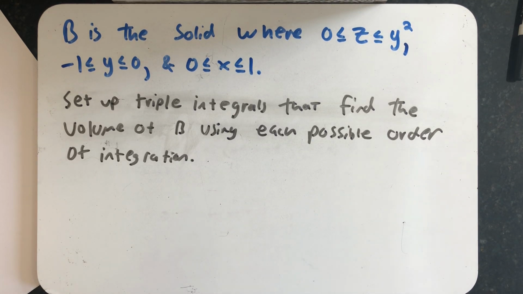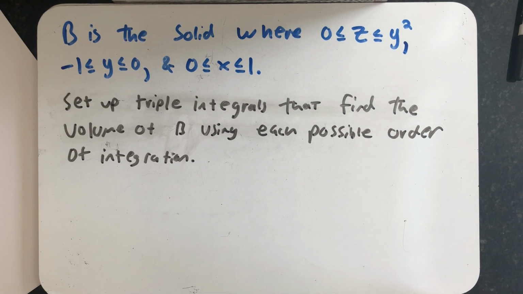B is the solid where 0 is less than or equal to z, which is less than or equal to y squared, minus 1 is less than or equal to y is less than or equal to 0, and x is between 0 and 1. We're asked to set up triple integrals that will find the volume of this region in space using every possible order of integration. That's 6 things.